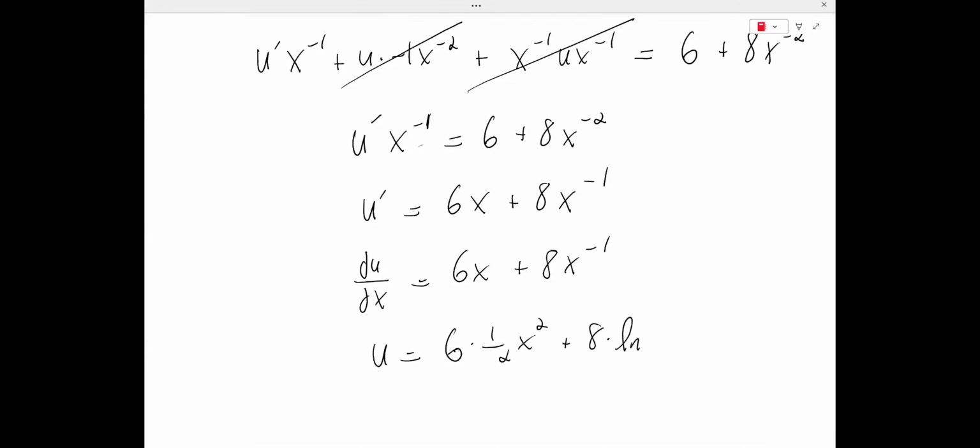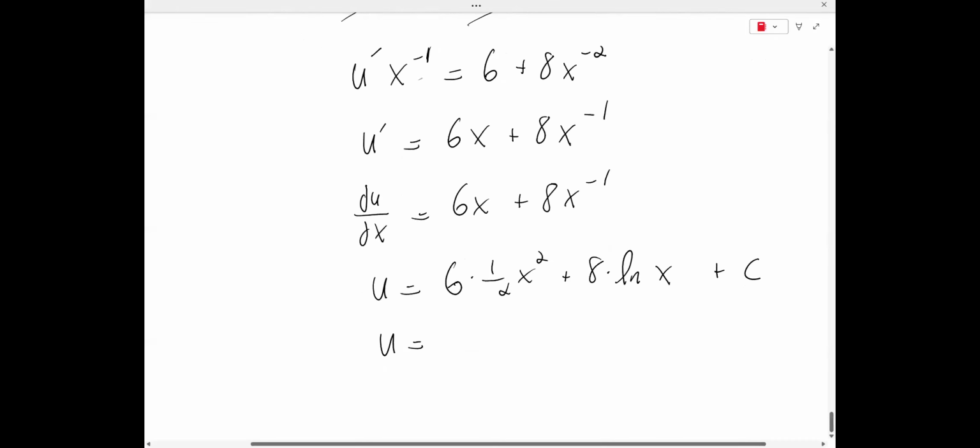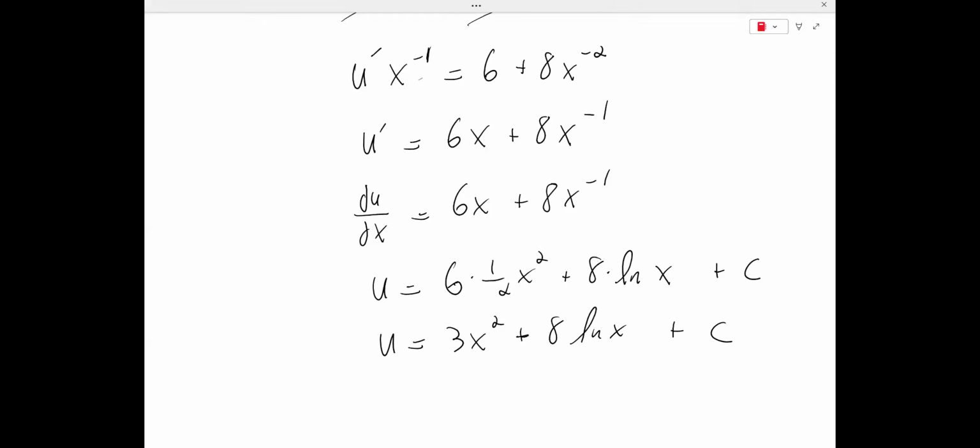But we already said earlier that x is greater than 0. We're just looking at x greater than 0, so you could have the absolute value or not, it doesn't matter, because we stipulate x is greater than 0. And then don't forget the plus c. So then we got that u is equal to 3x squared plus 8 natural log of x plus c.